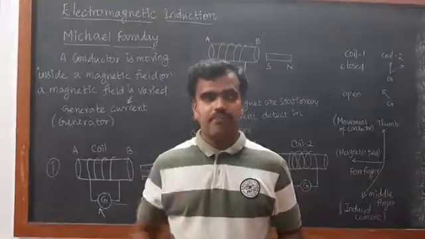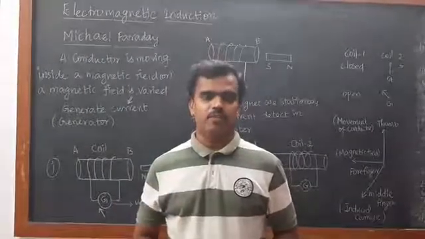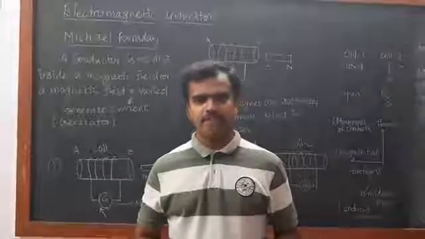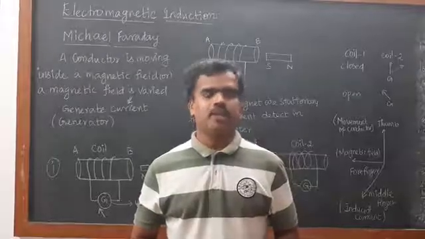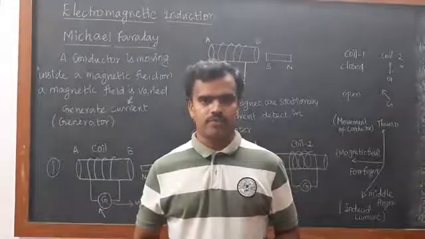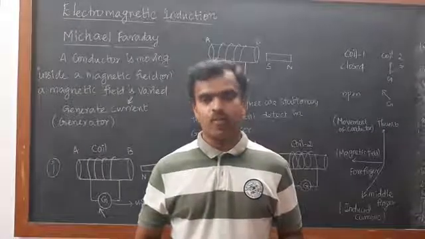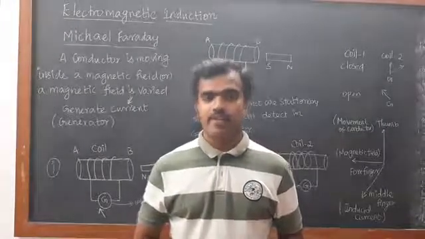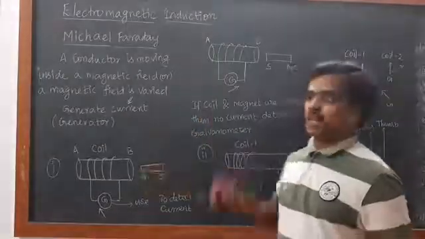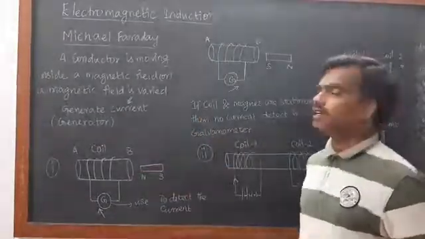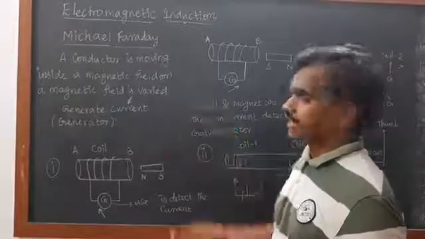So there are basic principles of the generator we have. One is electromagnetic induction and the second one is Fleming's right hand rule. From these two principles, the electric generator is working, right? And here we start with electromagnetic induction.